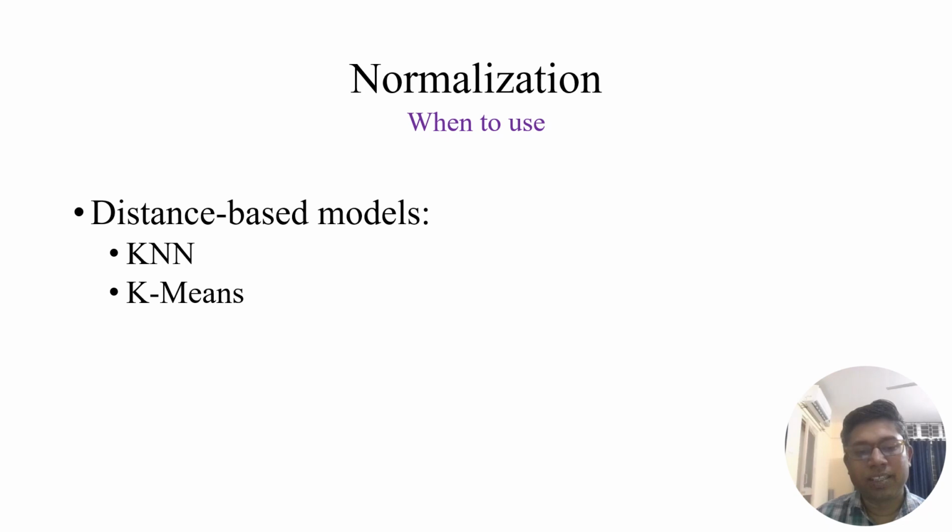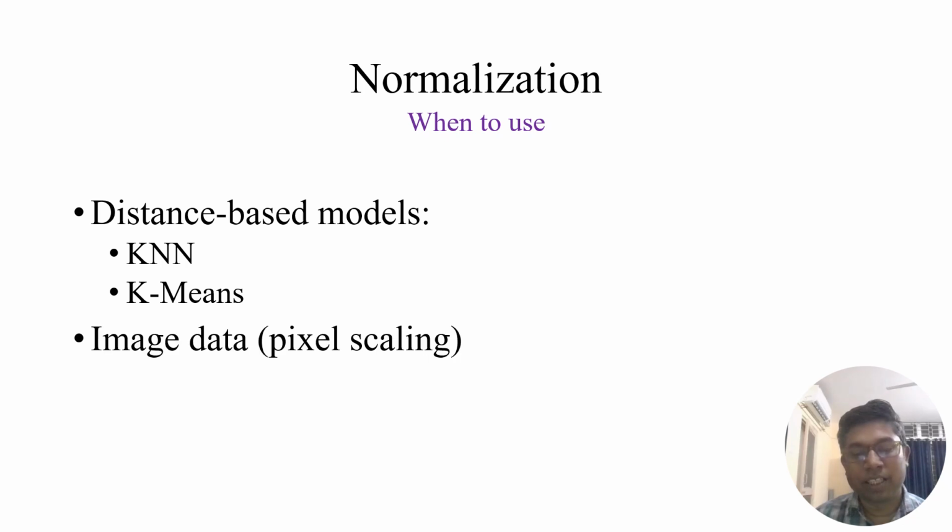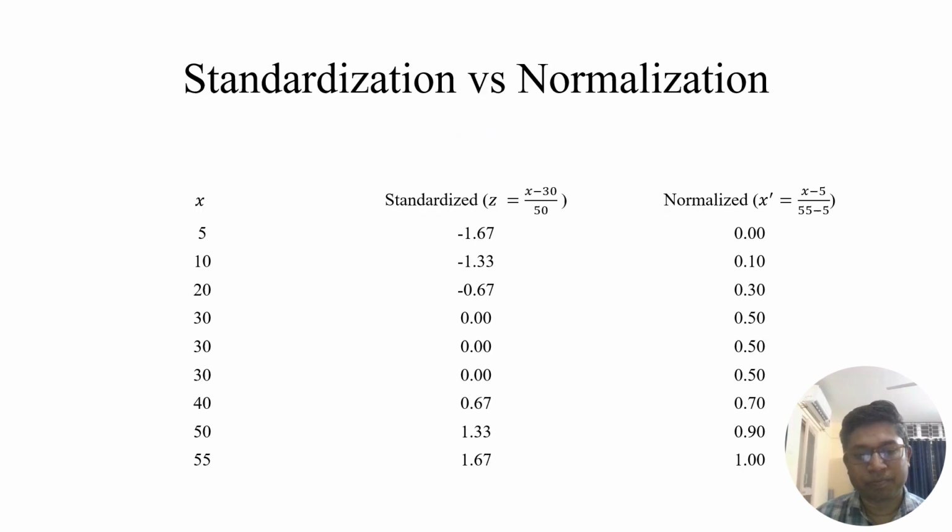So when to use normalization? Wherever you use distance based metrics like k nearest neighbors or k means clustering, or even in image data, suppose you are using a convolutional neural network, so your image data, that is pixel scaling, is required, which is a normalization step. Let's see a numerical example.